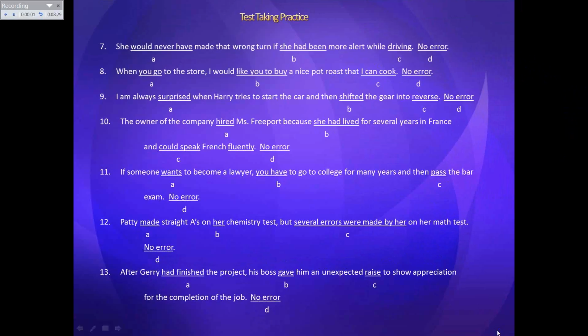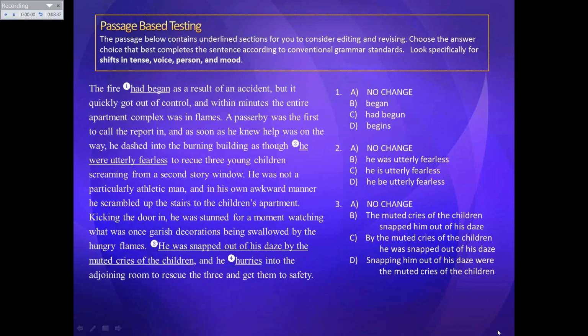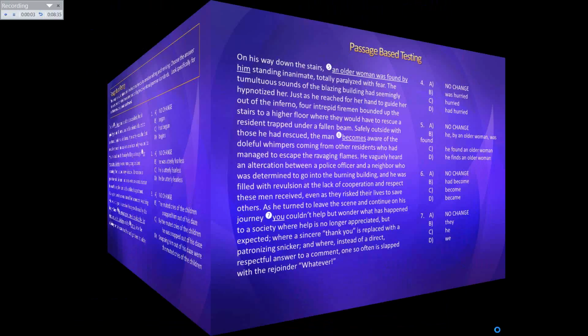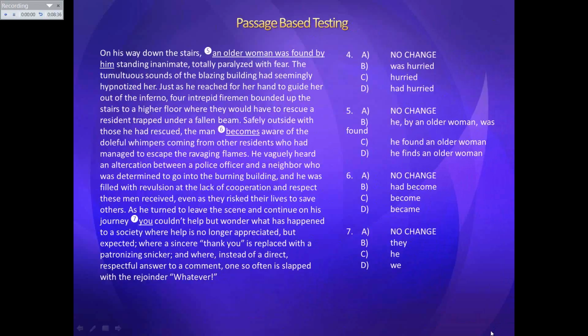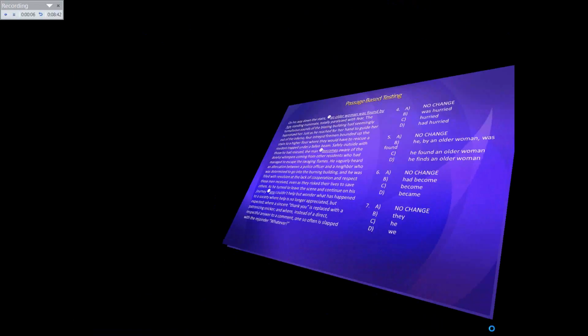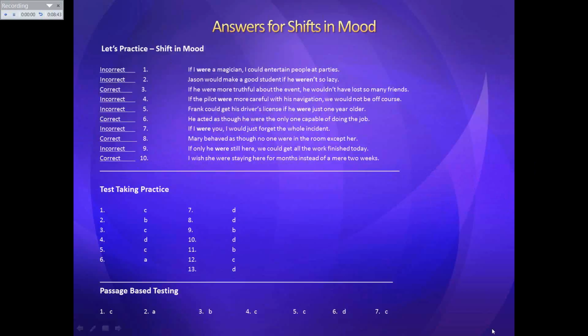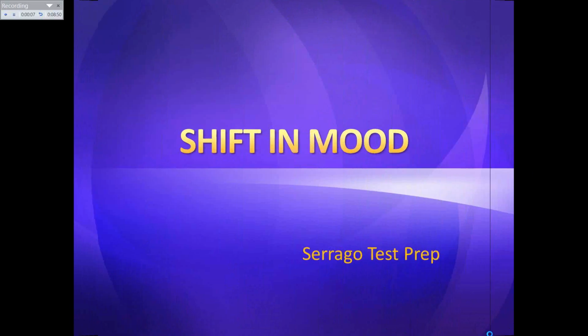And we've got 13 questions, it looks like, on these shifts. And then you're going to have your passage-based testing. And you'll have underlined portions of it that you get to find the best way to say it. And then, of course, you're going to have your answers here. So go ahead and do your exercises, check your answers. And I'm almost certain you're going to have some questions to ask me when we get together on our webinar.